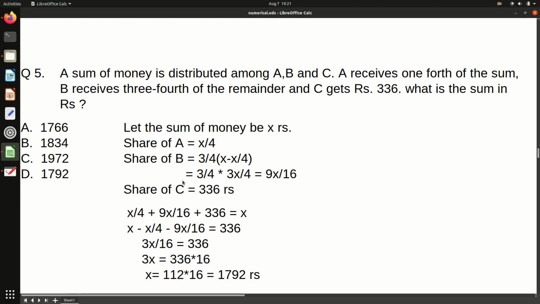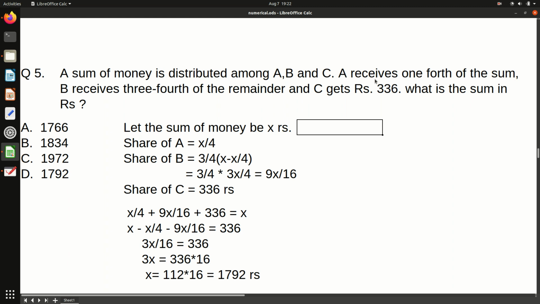So let us see this one. Now see, every question I have discussed in a very easy manner. So just the same thing you have to do in the exam. You have to start from the beginning, follow some rules and then move on. So it is saying that a sum of money, like 100, 200, anything, is distributed among A, B and C. So let us say I have some money and I distributed some part of it to A, some part to B and some part to C.